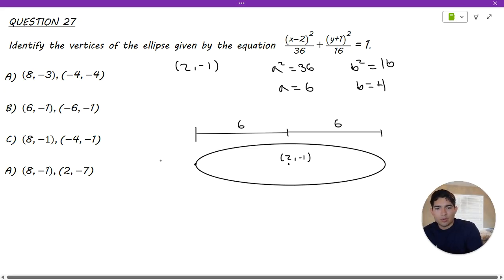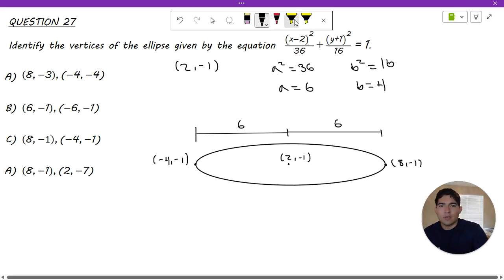And we can do a subtraction to see what the coordinate is over here. So over here it ends up being -4, -1, and then over here is going to be 8, -1. So that is how you find the vertices of an ellipse. And if you take a look at the multiple choice for this one, the answer is going to be C.